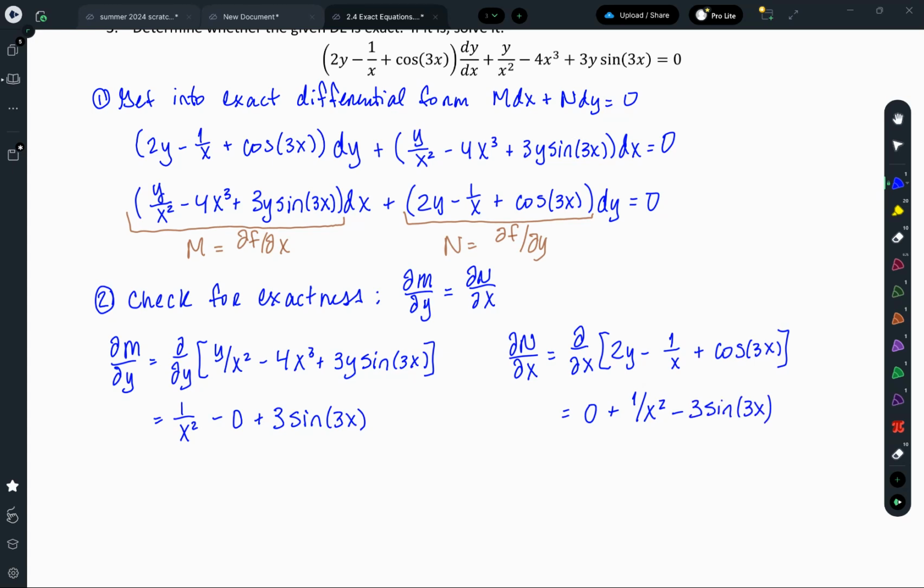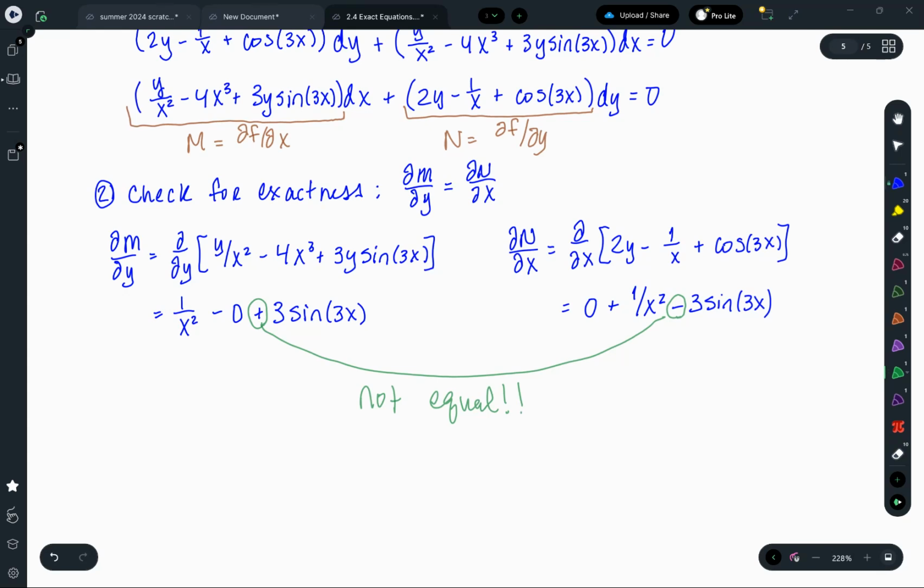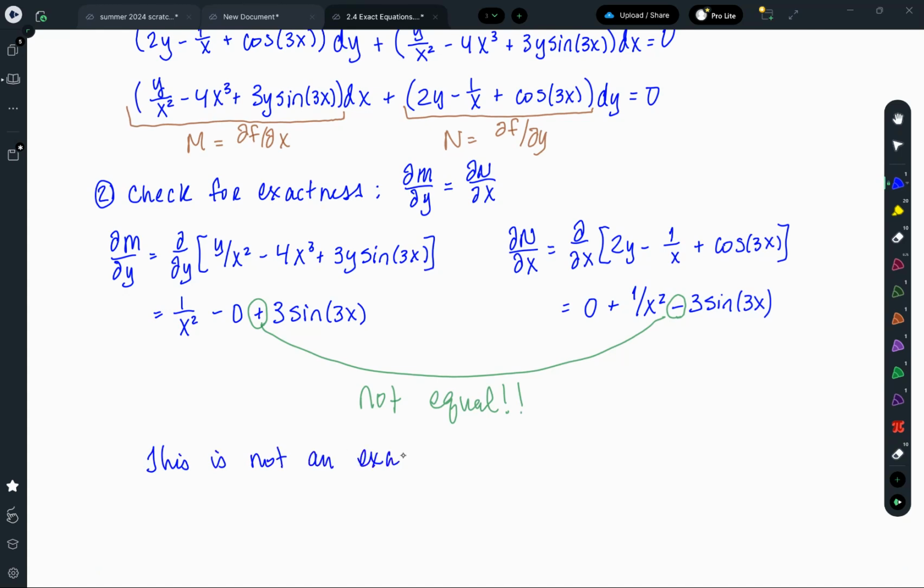Wow, these are like super, super close, but in del M del y, I have plus 3 sine of 3x, and in del N del x, I have minus 3 sine of 3x. These are not equal. And so this is not an exact equation.